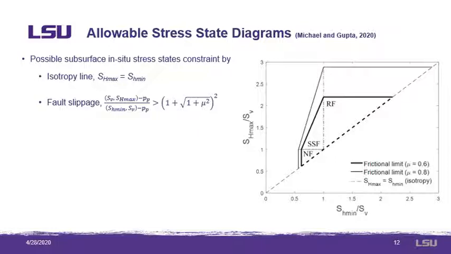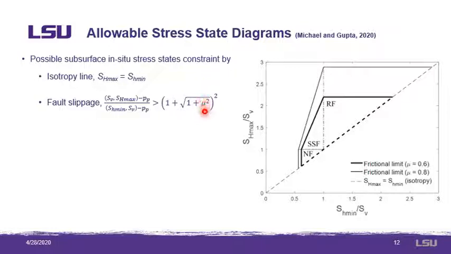The range of stress states which can occur in the Earth's subsurface can be visualized in a very simple two-dimensional plot called the allowable stress state diagram, or map. This has SH max normalized by SV on the y-axis and SH mean normalized by SV on the x-axis. The dotted diagonal represents the line of horizontal isotropy where SH max is equal to SH mean, and the solid dark lines are drawn using this relationship here and represent the frictional limits for friction factor 0.6 and 0.8.